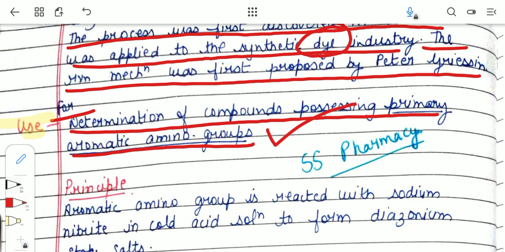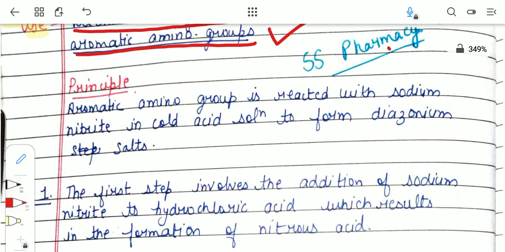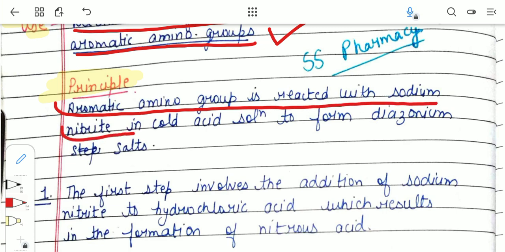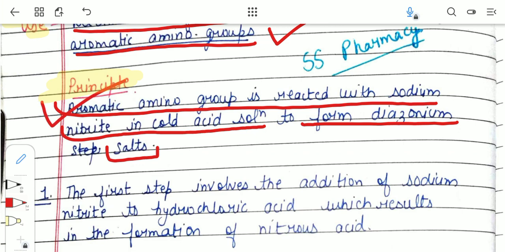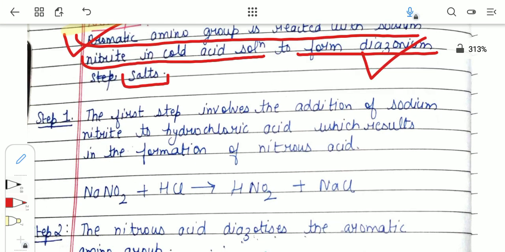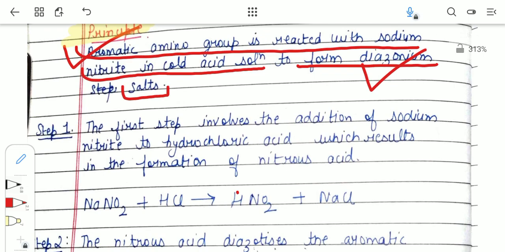Now let us talk about its principle. So here is the principle of diazotization titrations. It says that the aromatic amino group is reacted with sodium nitrite in cold acid solution to form diazonium salts. This principle we will understand in two steps, and then you will see how exactly our aromatic group is converted into a diazonium compound. So in step 1, firstly let us see what happens. So here is the step 1.